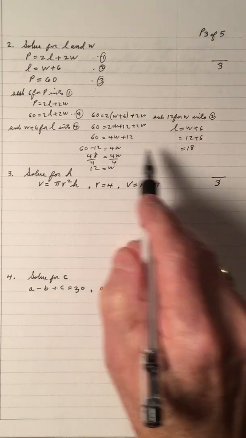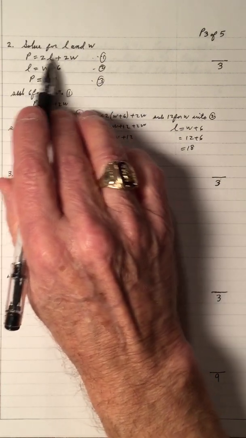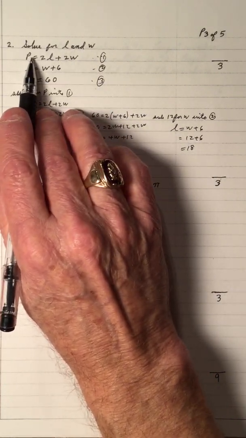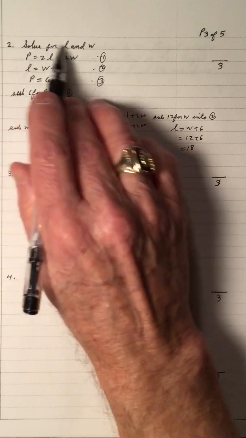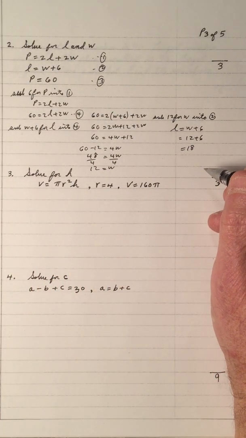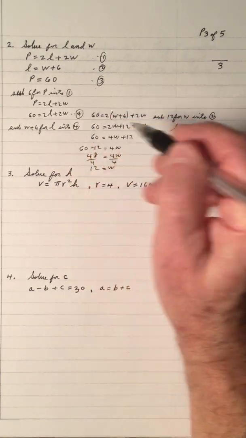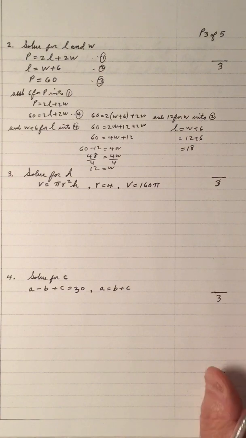If you think about it, this is length and width in relation to a rectangle. The perimeter of a rectangle is twice the length plus twice the width, so that's all that's really going on here. If you got 3 marks, you get 1 for the substitution, working it out, and 1 for each answer, 3 marks altogether.